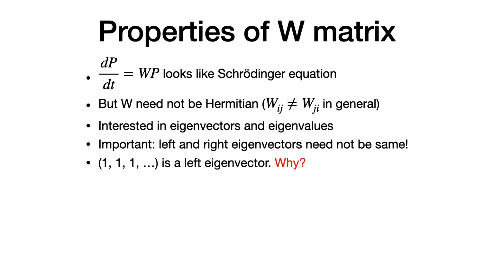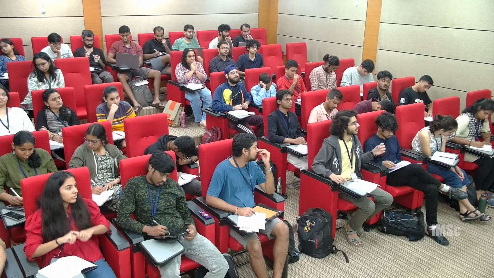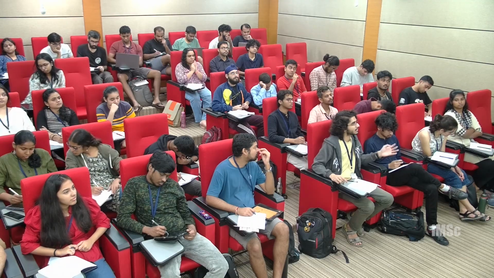Shouldn't this be true when we are writing in terms of probability, that the probability of occupying any of the states should add up to 1? Should add up to 1. So if the W matrix satisfies this property, it will definitely satisfy that. So the column sum has to be 0. That is the point.